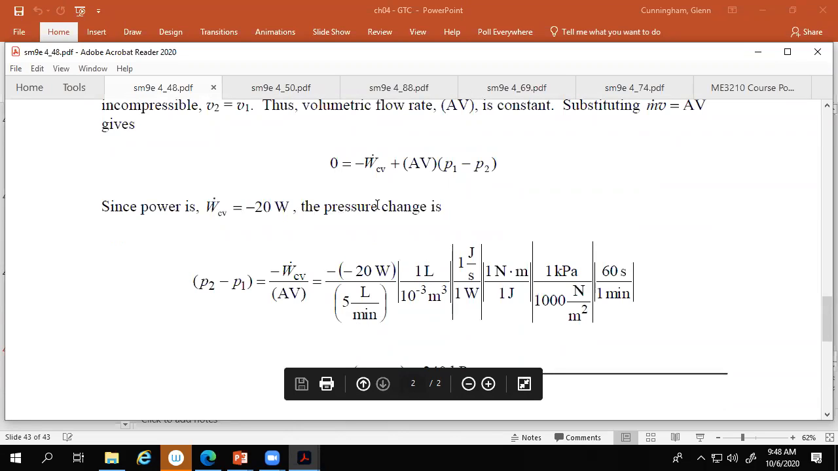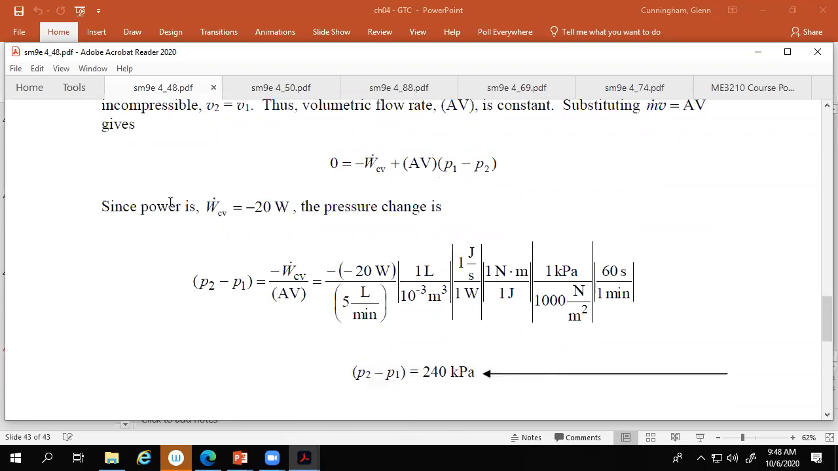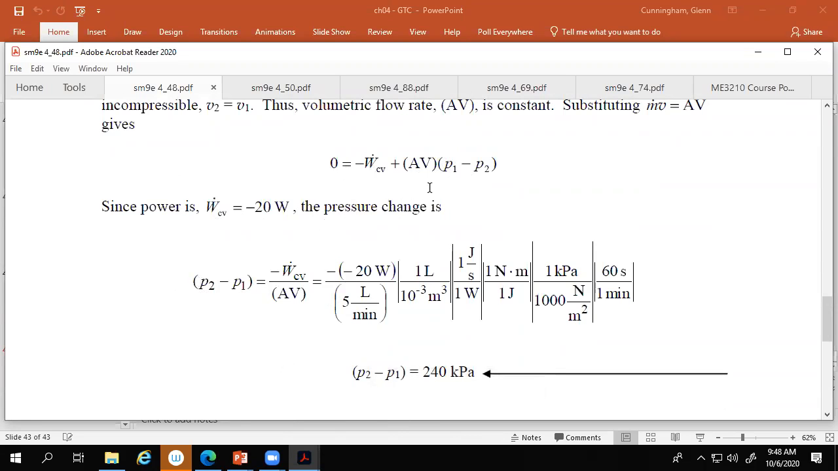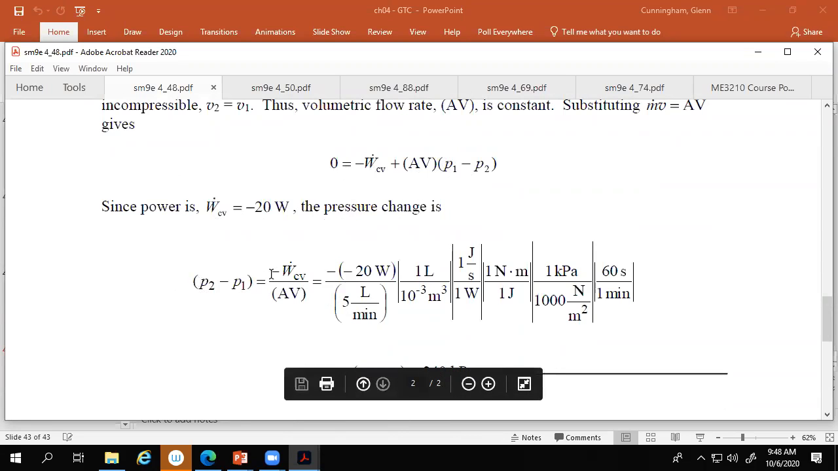And what we want is this pressure change. So we're simply going to bring this to the other side of the equation. That would be a minus, but he switches it to get P2 minus P1, so he incorporates the minus sign in there, and then divides through by AV. So we get minus W dot CV over AV.